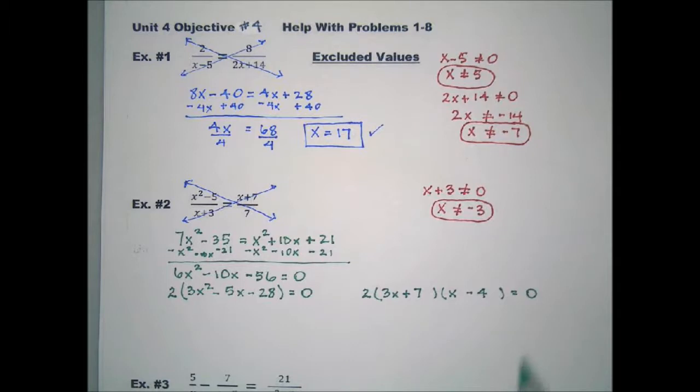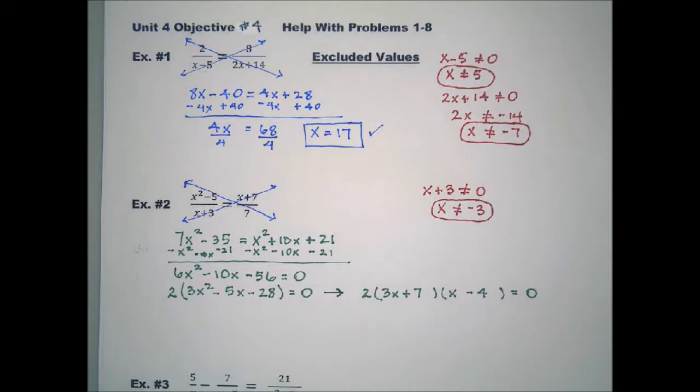Now, if you FOIL this out, 3x times x is 3x squared. Your outside terms are negative 12x, and your inside term is positive 7x. So a negative 12x and a positive 7x make your negative 5x, and then 7 times negative 4 is negative 28. So here we have the problem fully factored.